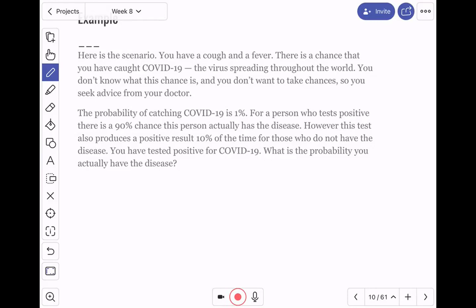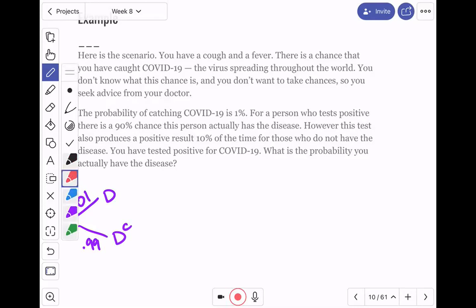I'm going to make a tree. I like trees for these type of problems, and I'm going to convert that tree when I'm done to a table. So either you have the disease or you don't have the disease. The probability of actually having the disease is what? 1%. So I'll put on this branch 0.01. Which means that the probability you don't have the disease is what? 0.99. Does everybody understand why? If you have it at 1%, then there's a 99% chance you don't have it.